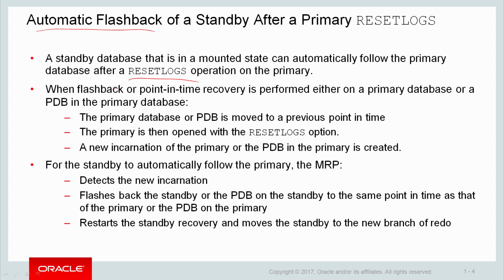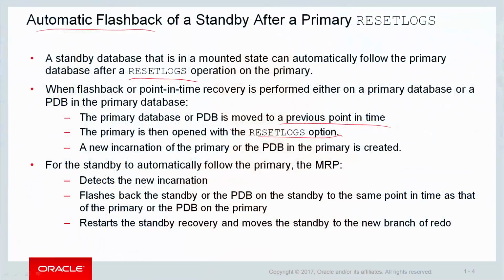When a flashback or point-in-time recovery is performed either on the primary database or on a PDB inside the primary database, the primary database or the PDB will be moved to the previous point in time. The primary is then opened with the RESETLOGS option, and a new incarnation of the primary or the PDB inside the primary is created. For the standbys to automatically follow the primary, the MRP detects that the new incarnation has happened because of the RESETLOGS. It flashes back the standby or the PDB on the standby to the same point in time as that of the primary or the PDB on the primary, and restarts the standby recovery and moves the standby to the new branch of redo.